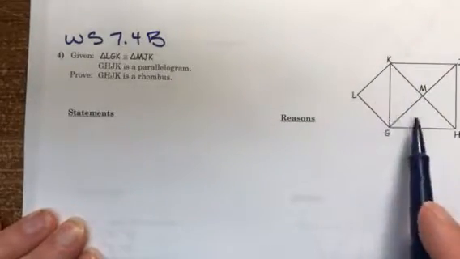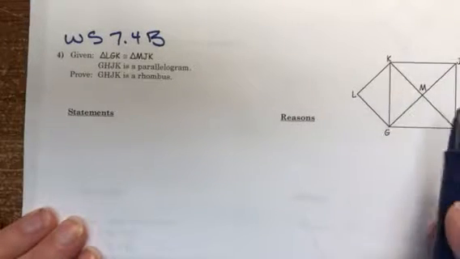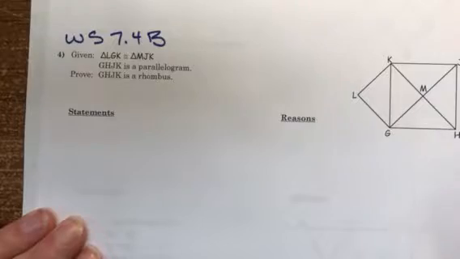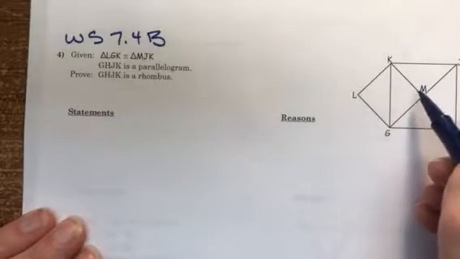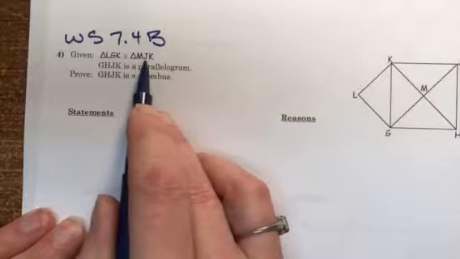Now, in my figure, it looks like a square. That's not what we're trying to prove, and we don't know that it's a square just because it looks like one. What we do know is that it's a parallelogram, and we know that LGK is congruent to MGK.